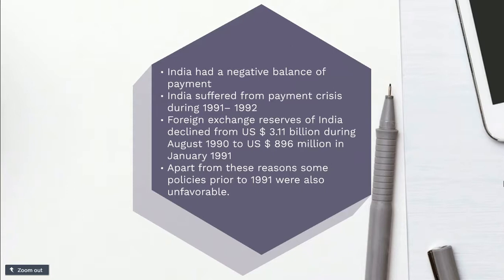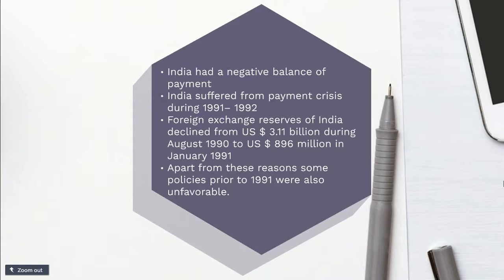Next, the foreign exchange reserves of India declined from 3.11 billion US dollars in August 1990 to 896 million US dollars. So from 3 billion we came down to about 0.8 billion in January 1991. Because of this, import of crude oil became almost impossible after a few months.